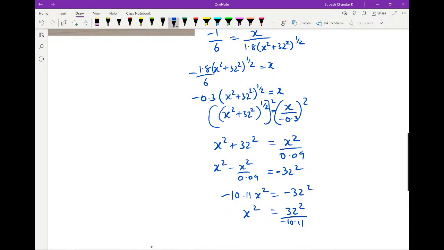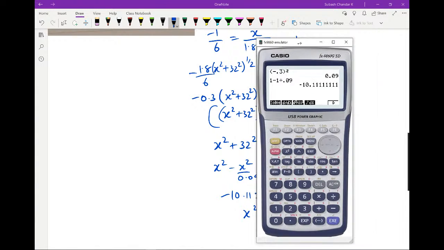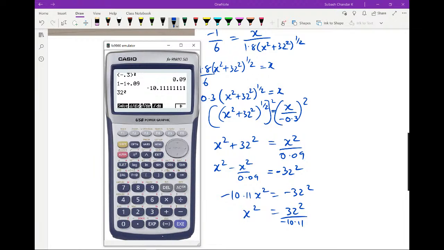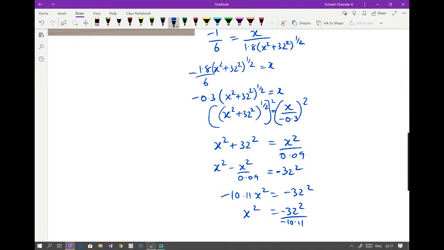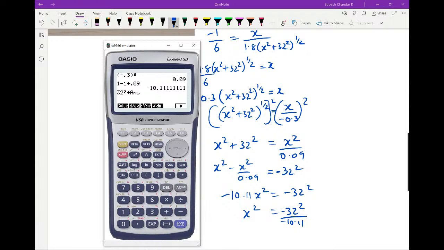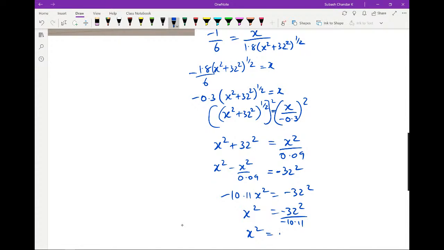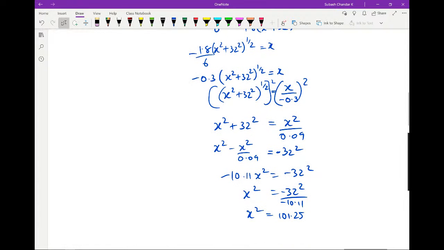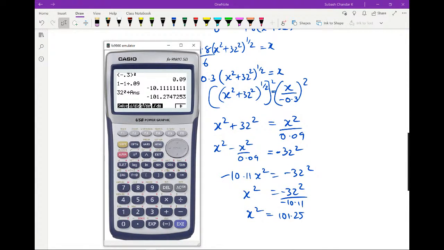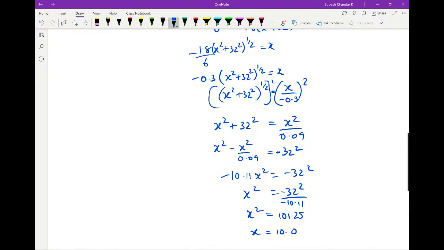I hope that's right, Dave. Just that, x squared is equal to 101.25 something, and then x is equal to, or 27, yeah, that's fine. What do I do? So 32 squared divided by 10.1111, and then square root of that, 10.06. I think which is what you got there before, Dave.